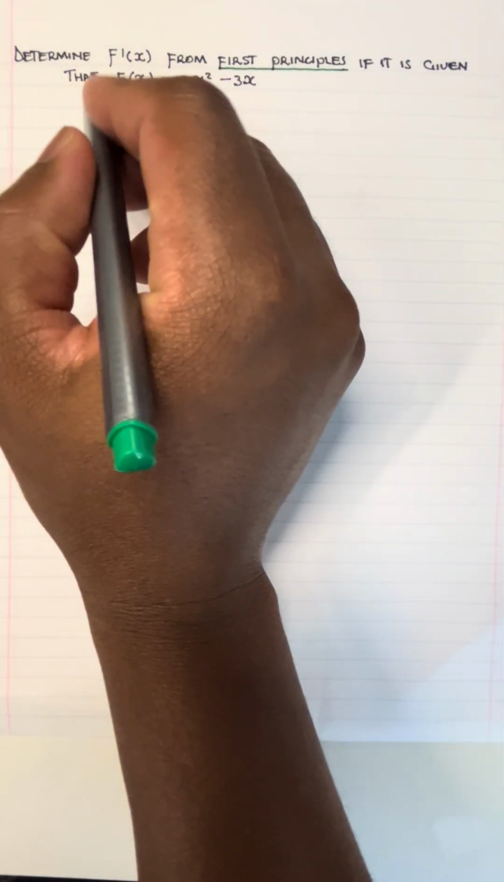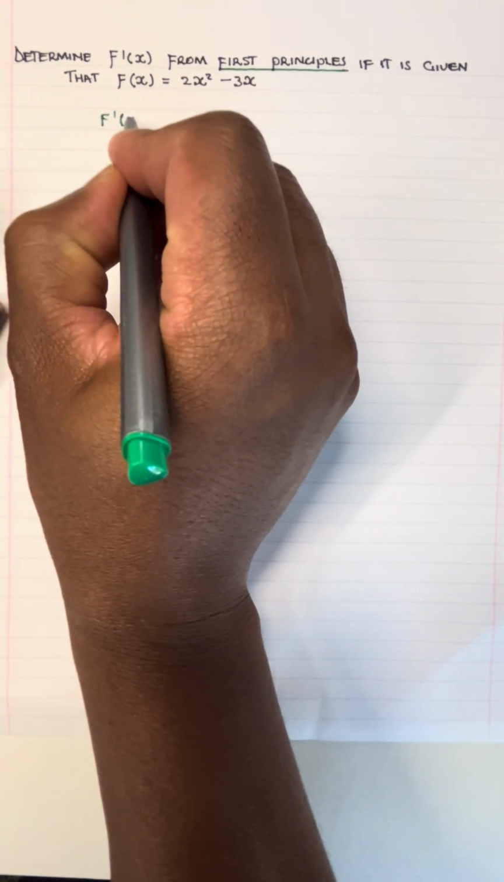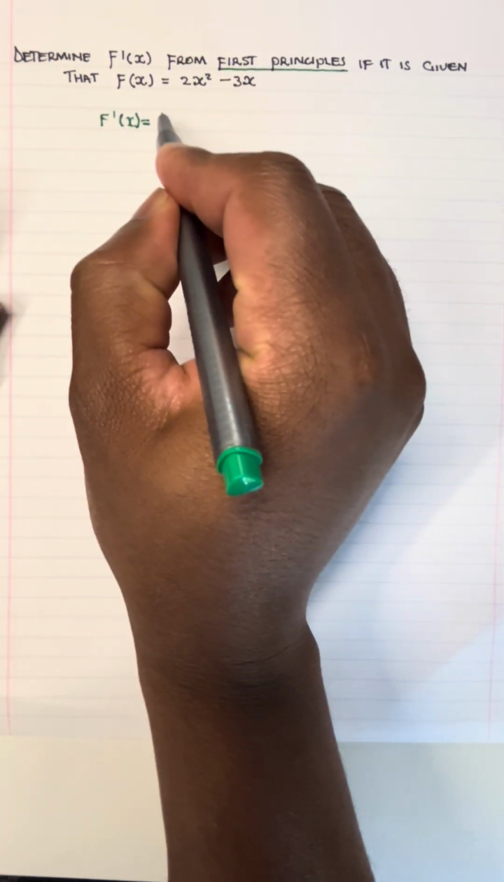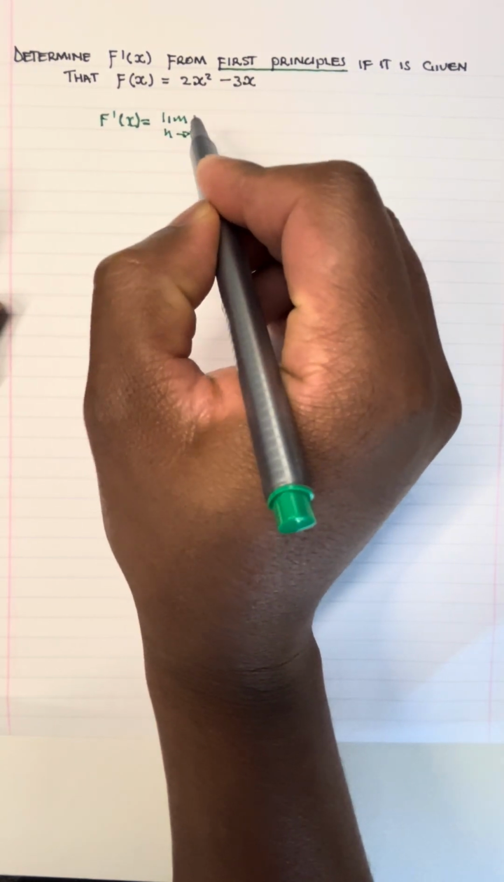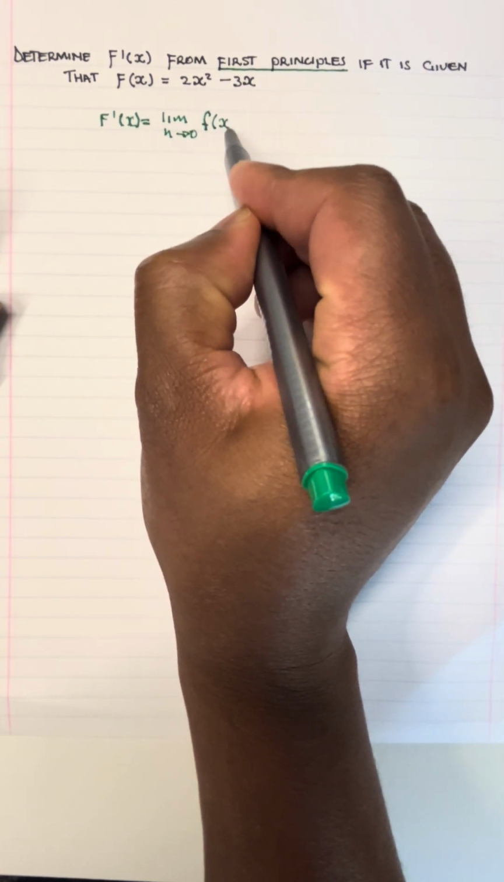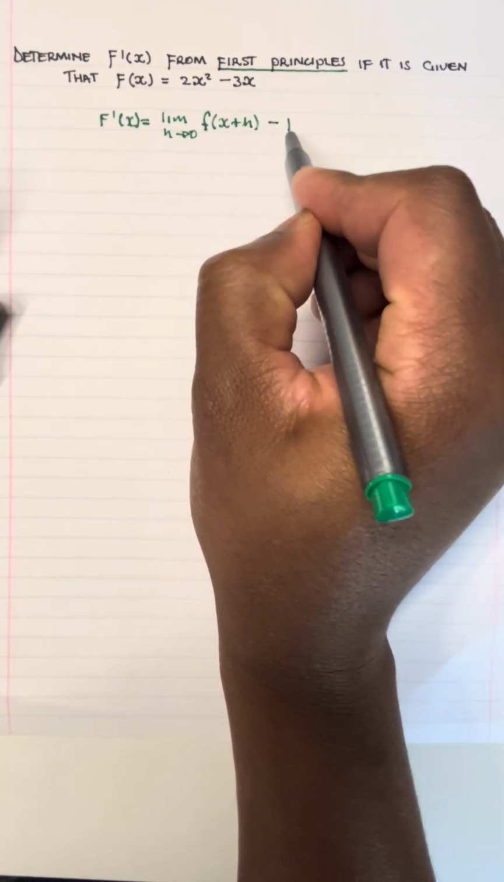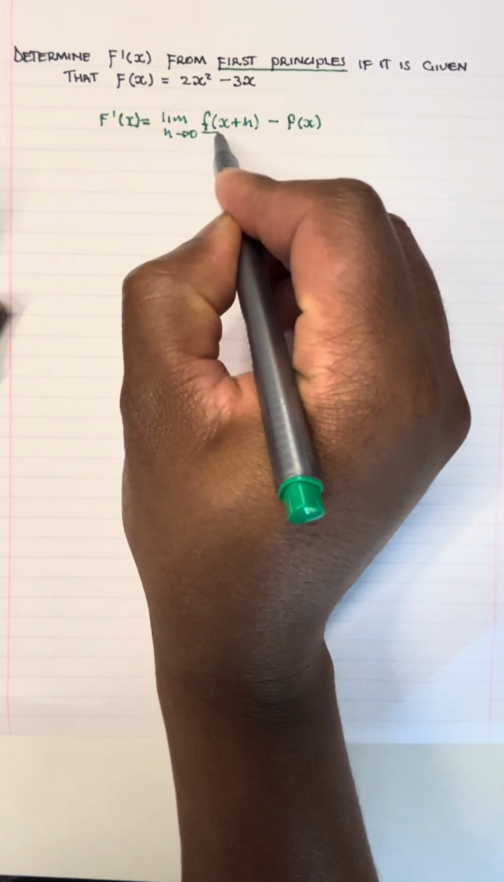So what does the limit method say? Okay, the limit method says f prime of x equals the limit as h approaches 0 of f of x plus h minus f of x over h.